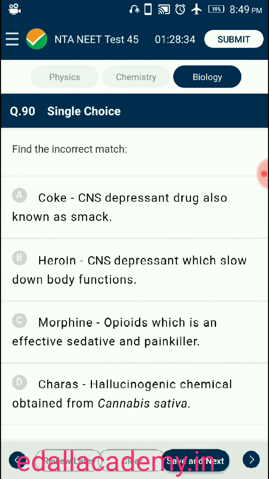Question number 90, the last question. Find the incorrect match. Cocaine is a central nervous system stimulant drug obtained from Erythroxylum coca, a plant, and it is also known as coke or crack. Heroin is chemically diacetylmorphine and is an opioid. It is also known as smack or brown sugar. It is a central nervous system depressant that slows down body functions. So the answer for this question is option A. Coke, central nervous system depressant drug also known as smack. So that is the incorrect statement from the given four statements.